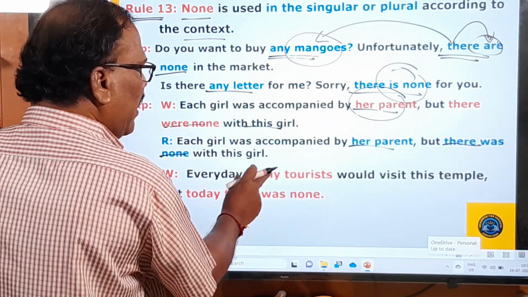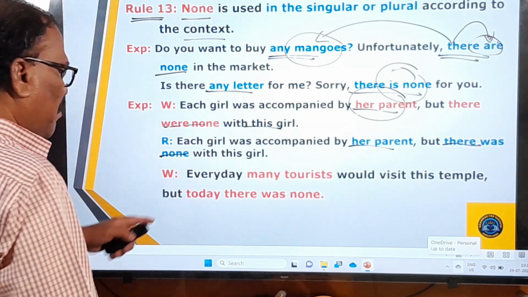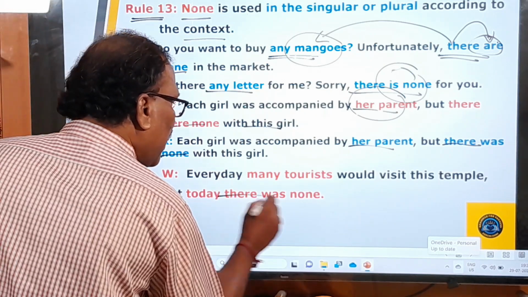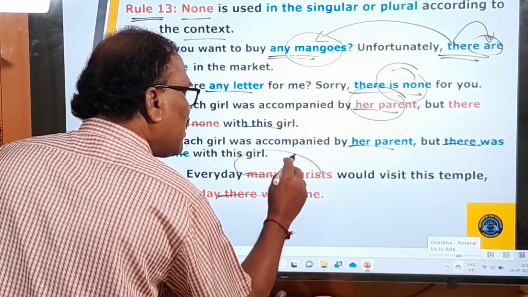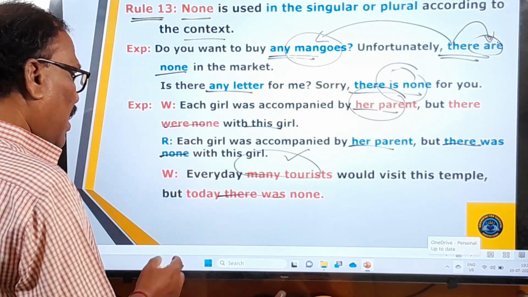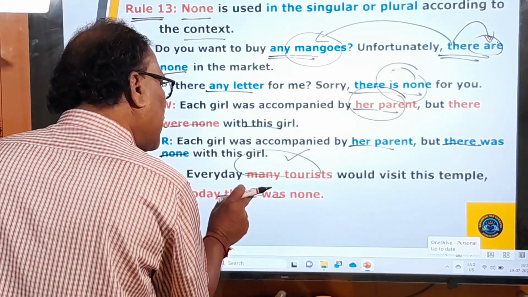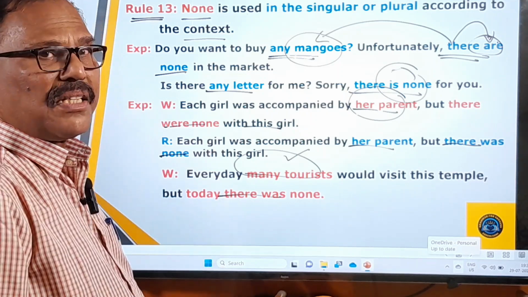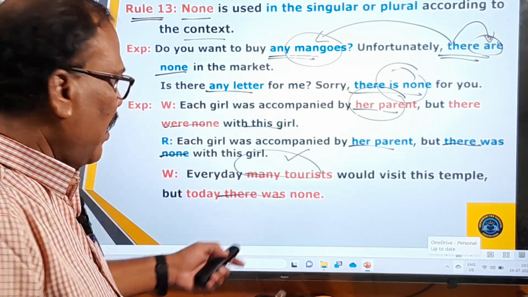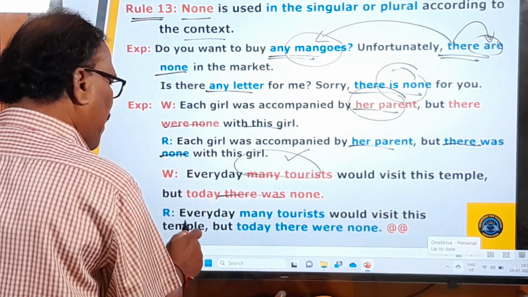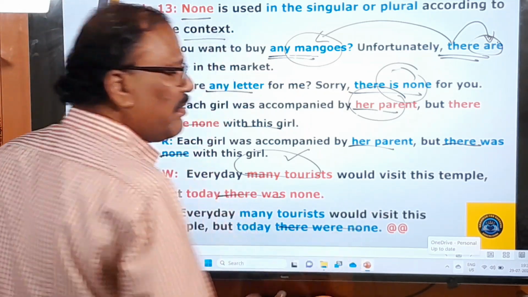Every day, many tourists would visit this temple. But today, there was none. You are saying there was, because this is referring to many tourists. Then you should say, yes, there were none. But it is said, there was. This is a grammatical mistake. In the examination, the sentence will be given in that way, and you have to correct it like this: Every day, many tourists would visit this temple, but today there were none.